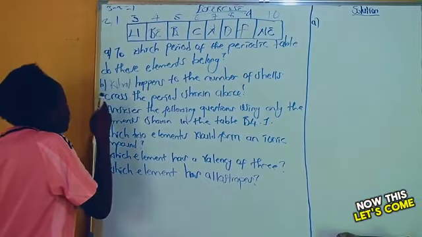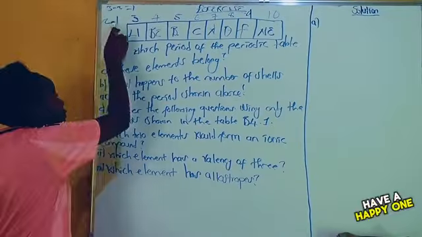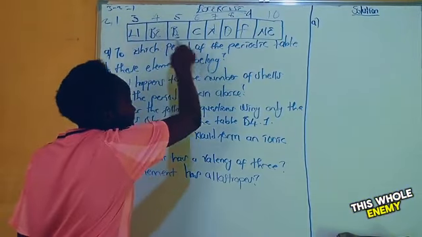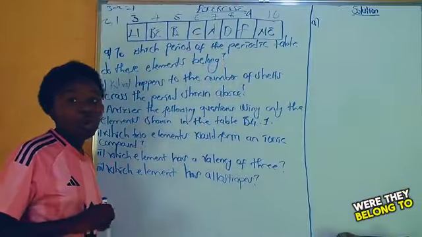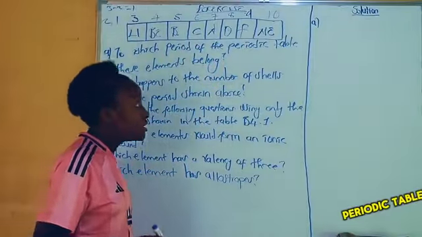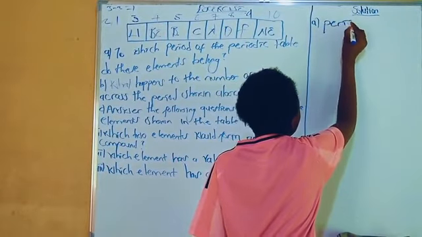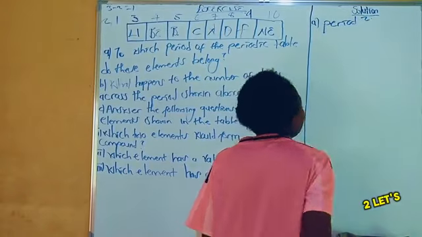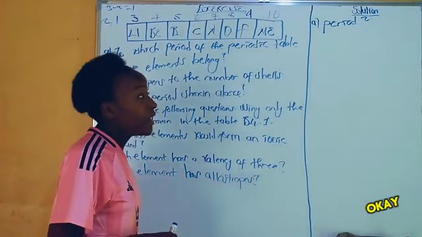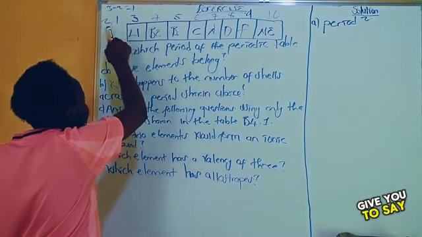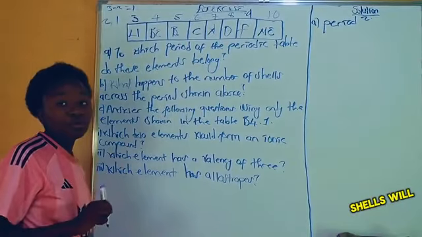Then let's count how many shells we have. We're having 1, 2. Meaning all of these elements belong to period 2 of the periodic table. Hence the answer is going to be period 2. Let's hope you all got that correct. Even if you try out all of these, you're going to find that each one has 2 shells.